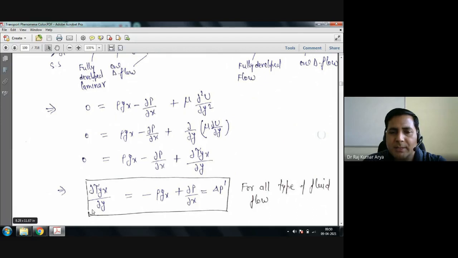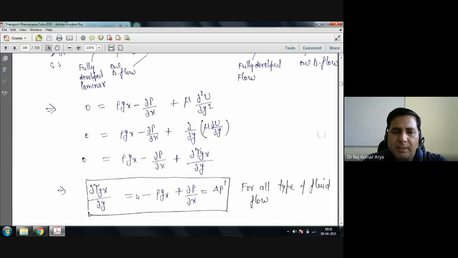This is the equation you will get all the time that needs to be solved in terms of shear stress. The rate of shear stress, actually the gradient of shear stress, is directly proportional to delta P dash. Correct? This will come in all types of fluid, no matter whether you are taking Newtonian, power law fluid or Bingham fluids. So this equation would come every time. Correct?